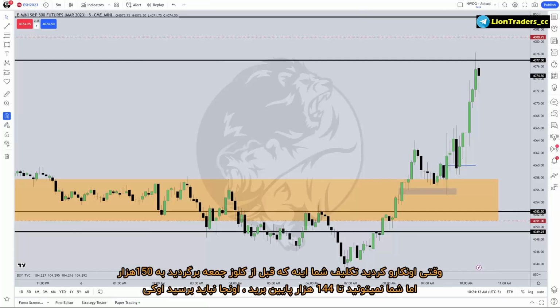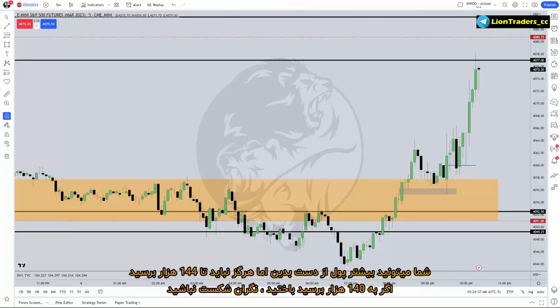Once you have that, your assignment is before Friday's close, you have to get back to 150,000. But you cannot drop down to 144,000. You can't go there. Okay. You can lose more, but you just can't drop down to 144,000. If you hit 140,000 at any time, you failed. Do not be afraid to fail.